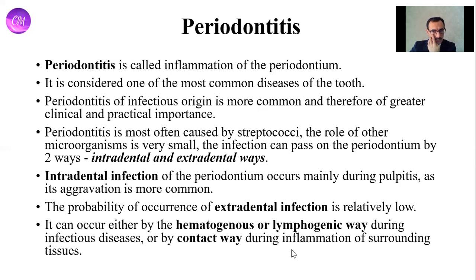Periodontitis can occur either by the hematogenous and lymphogenic way during infectious disease, or by the contact way during the inflammation of the surrounding tissues.